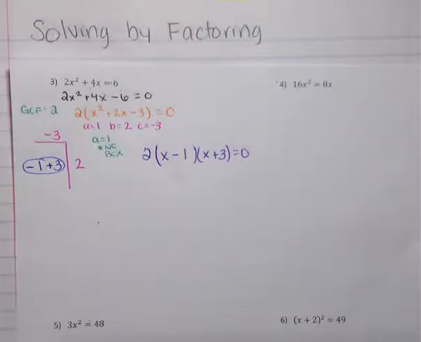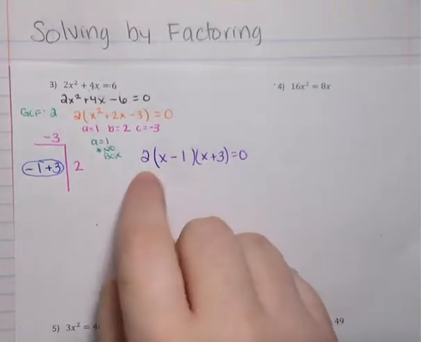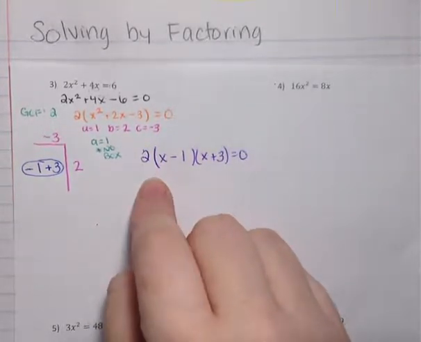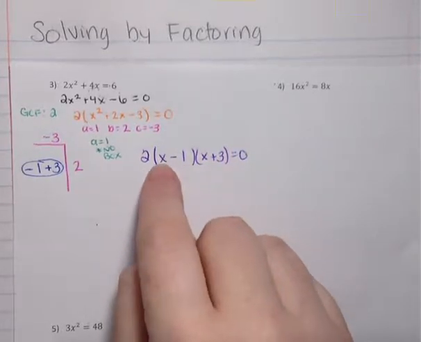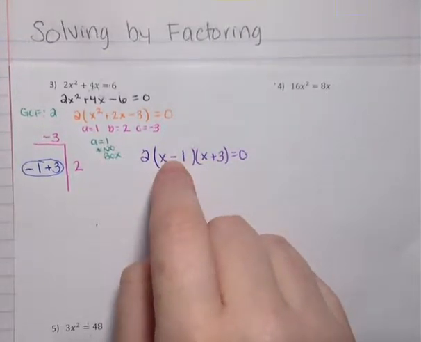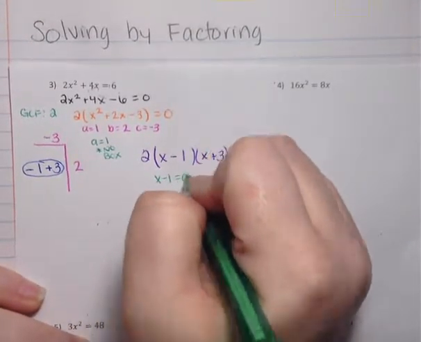To solve by factoring, we use the zero product property. We take each expression that has a variable in it and set it equal to 0. So using the factored form here, the 2 is our first expression. The 2 does not have a variable with it, so I don't have to set that equal to 0. So I go to the next expression, which is the parentheses x minus 1. The x minus 1 has a variable, so I must set that equal to 0.